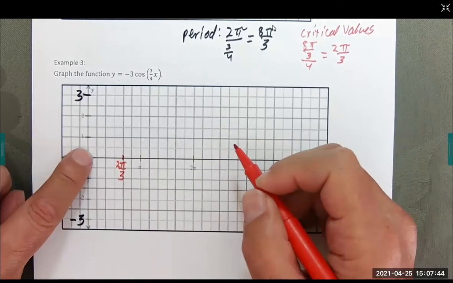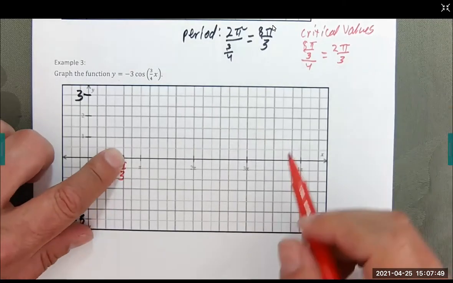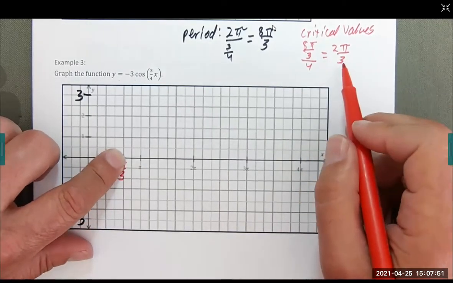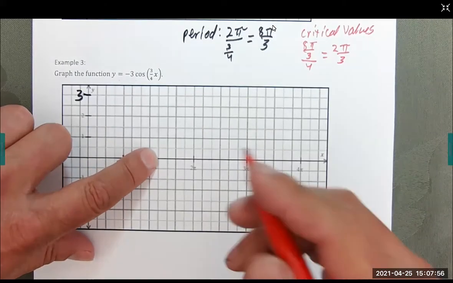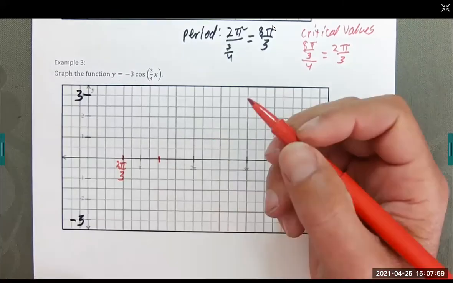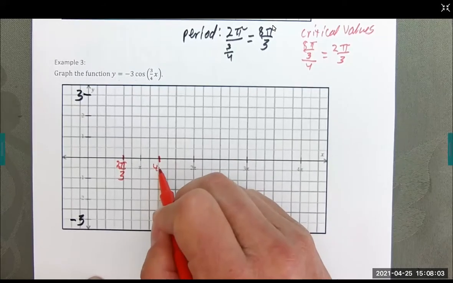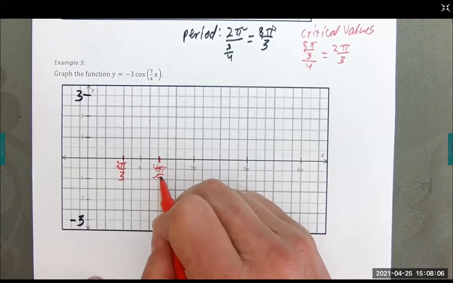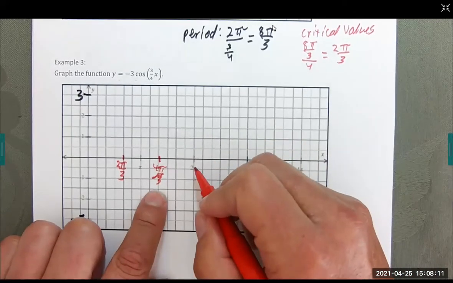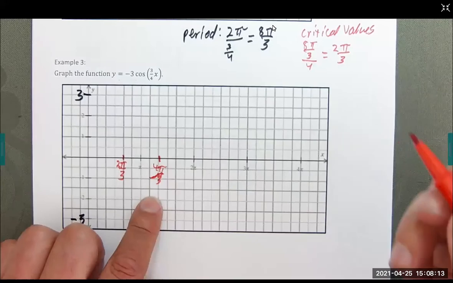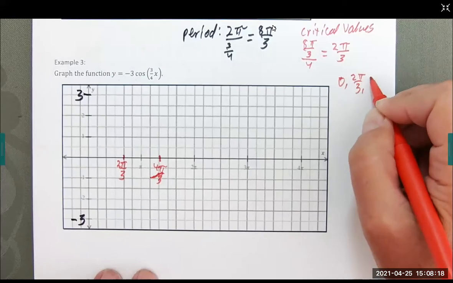So 1 pi over 6, 2 pi over 6, 3 pi over 6, 4 pi over 6. So I need to go another 4 pi over 6, right? So 1 pi over 6, 2 pi over 6, 3 pi over 6, 4 pi over 6. And that is going to give me over 3. And then this is going to give me 6 pi over 3. So let's write these down. This is 0, 2 pi over 3, 4 pi over 3.